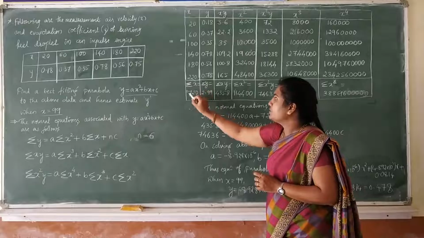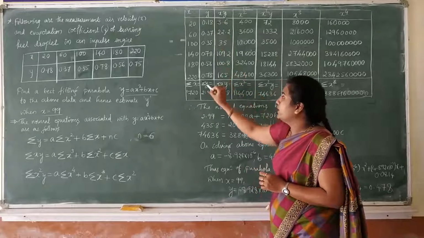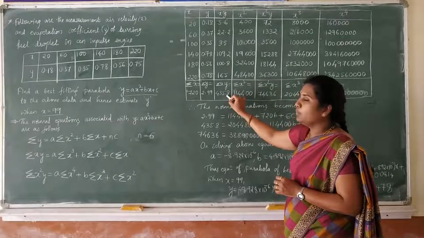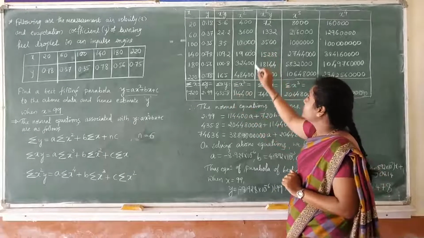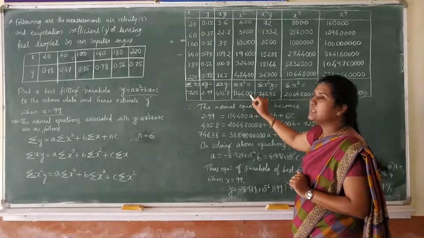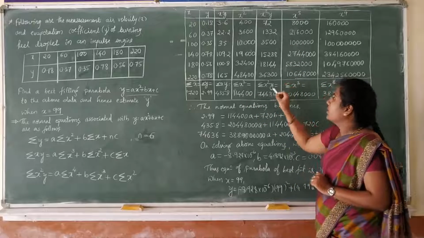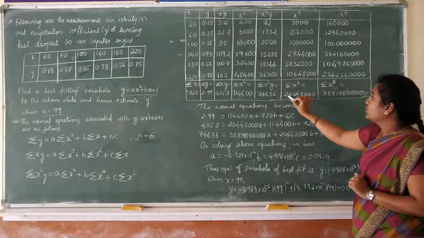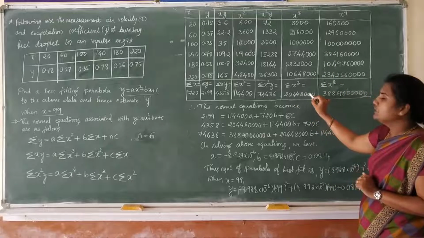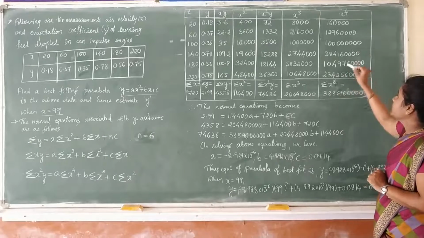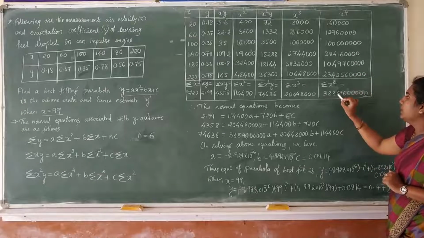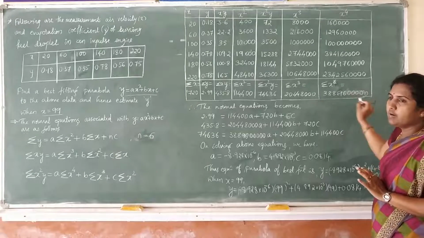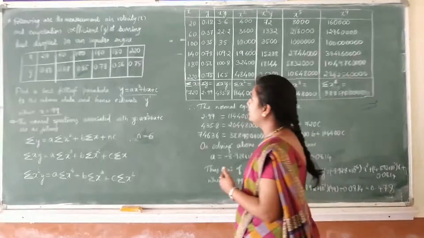Summation of x we have 720, summation of y we have 2.99. Summation of xy is 435.8. Next, summation of x square is 114400. Summation of x square y is 74636. Summation of x cube is 2044800. Next, summation of x raised to 4 is 388960000. These are the required values to fit a parabola equation.